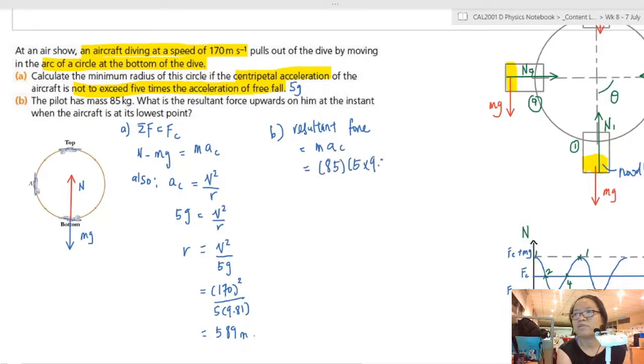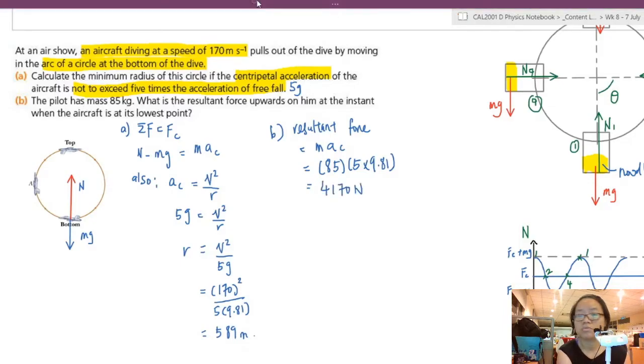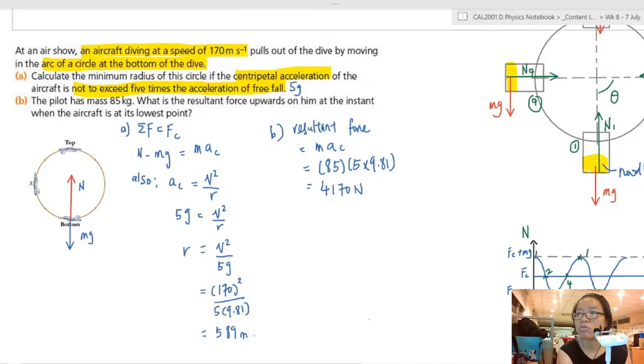Next, what's the resultant force? So resultant force is ma. You already know the upward acceleration, which is the centripetal acceleration, which is 5g. So you just take m times 5g. That's all.